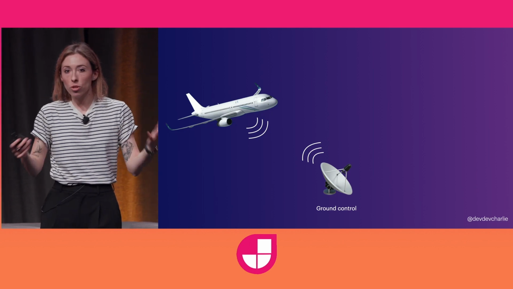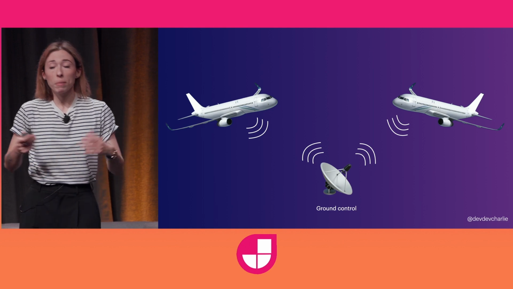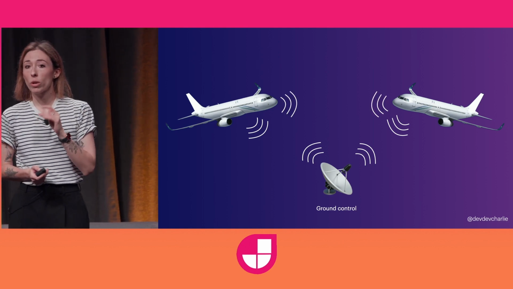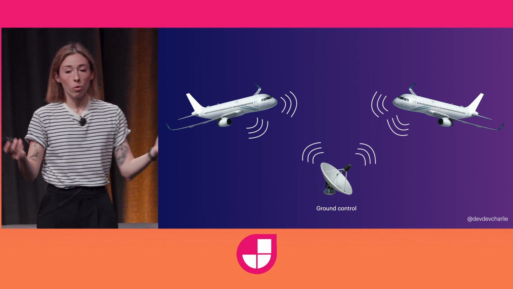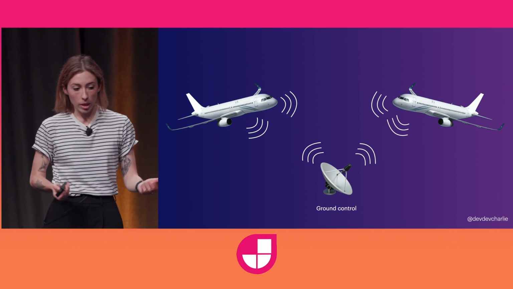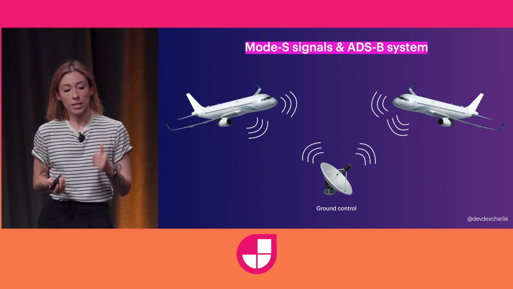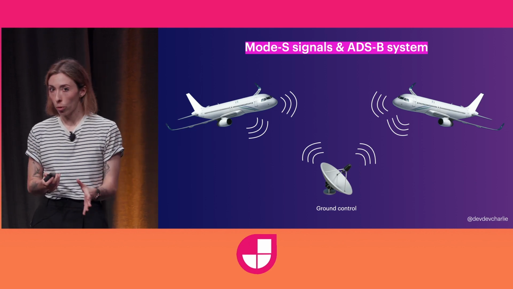But a plane is not alone. There are a lot of different planes that do the exact same thing all the time. But maybe most importantly, they also communicate with each other. Planes have to know if there are other buddy planes around, so they communicate with each other constantly. And the way that they do this is through what are called Mode S signals and the ADS-B system. These are communication protocols.